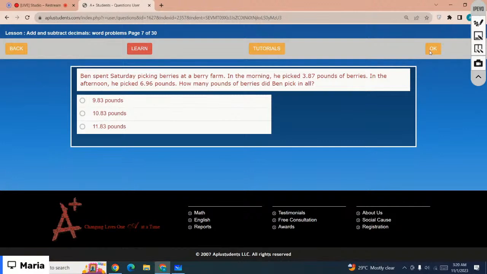Okay, the next one is Ben spent Saturday picking berries at a berry farm. In the morning, he picked 3.87 pounds of berries. In the afternoon, he picked 6.96 pounds. How many pounds of berries did Ben pick in all? So you have to add them. You need to add 3.87 and 6.96, right? When you add it, which is the correct option?